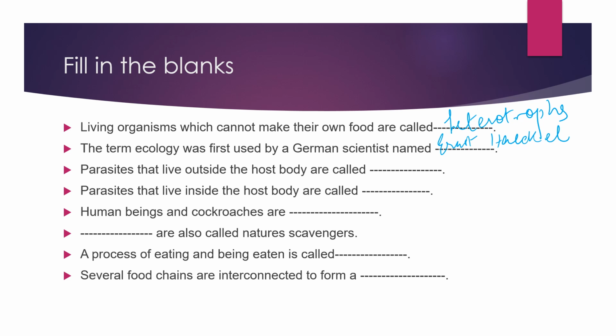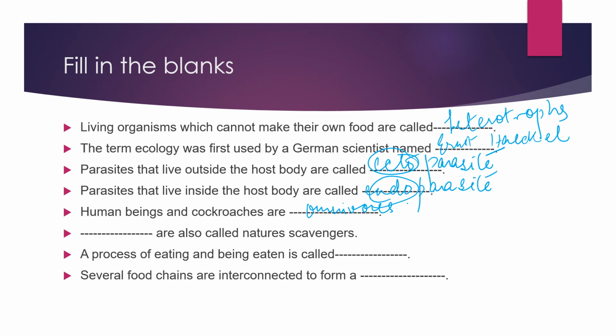Parasites that live outside the host body are called ectoparasites, and those within the human body or within any other body are called endoparasites. Endo means within and ecto means outside. Human beings and cockroaches are omnivores. Why are they omnivores? Because they are feeding on both plants and animals.